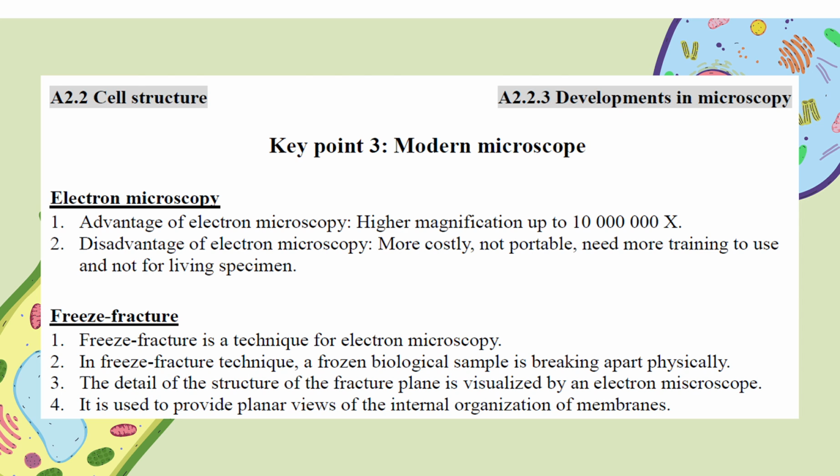So join all the cross sections together, join all the planes together, and then you find the internal organization of the membrane of the thing, which means the internal 3D image. Freeze fracture: remember, break into planes, observe each plane, join together to form the 3D structure.